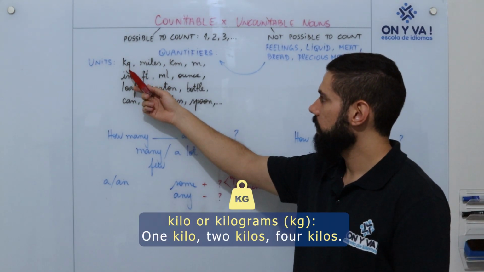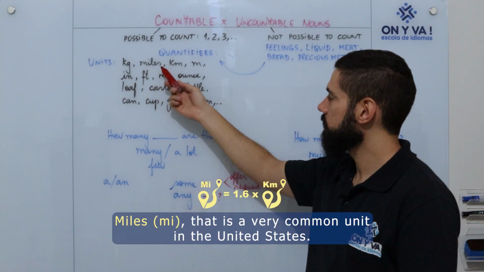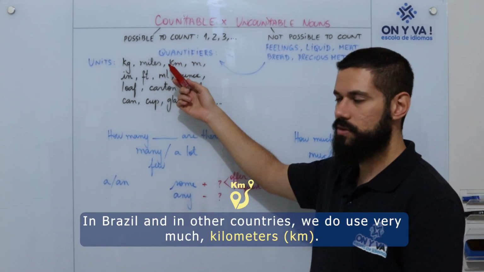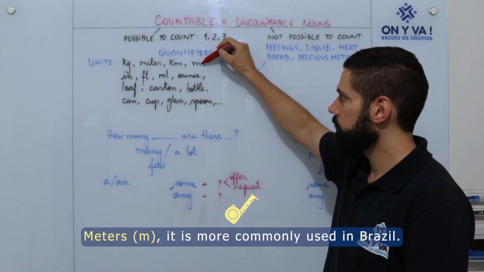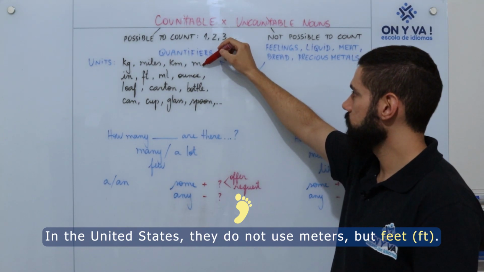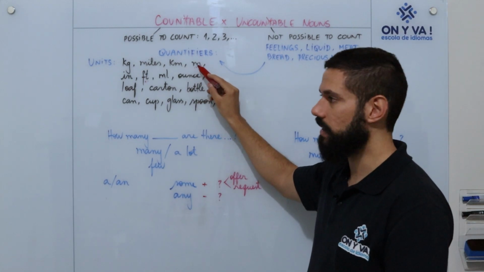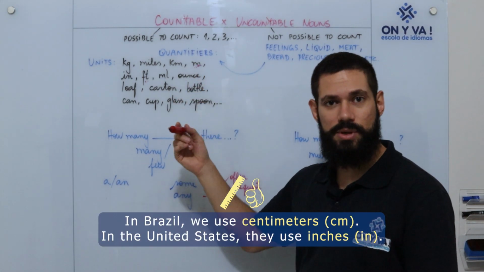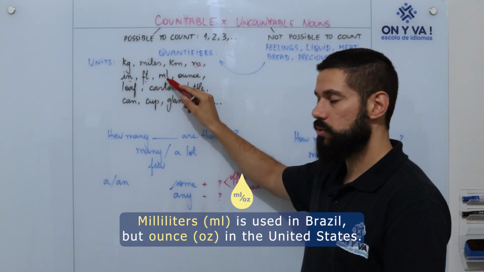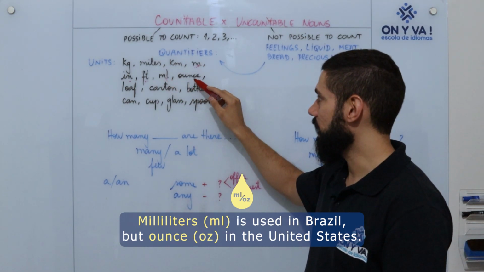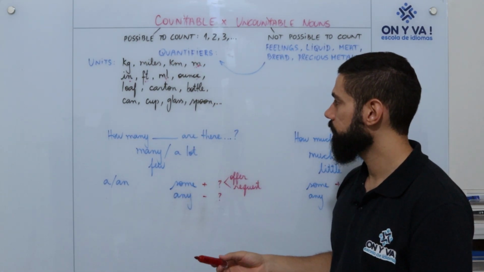Okay, some possible units. Kilo or kilograms: 1 kilo, 2 kilos, 4 kilos. Miles, very commonly used in the United States. Here in Brazil, we don't use kilometers very much. Meters are more commonly used here. In the United States, they don't use meters, but maybe feet. Feet is the equivalent to meter in the United States. We use centimeters; in the United States, they use inches. Milliliters we use here. In the United States, they use ounces for milliliters of water, for example, or coffee.